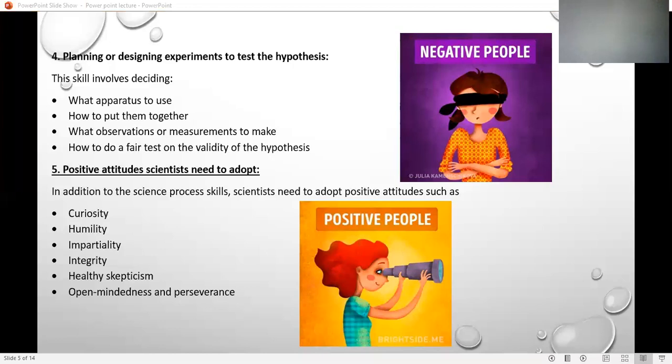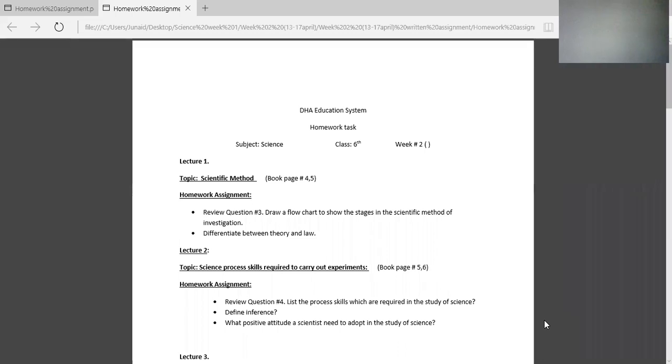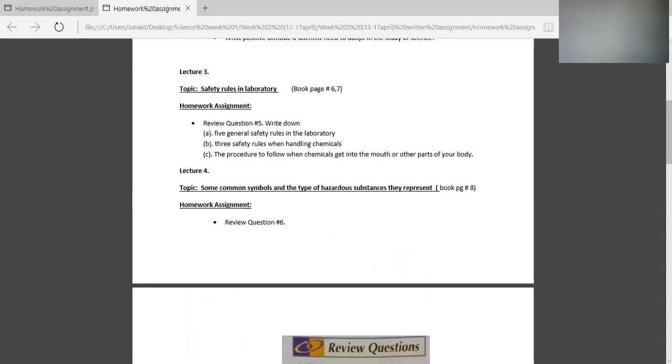Okay, let me show you your homework assignment for this lecture. So here's your homework assignment. You have to do review question number 3. You have to draw the flow chart to show the stages of the scientific method of investigation, and you have to differentiate between theory and law. We already discussed it. For the differentiation, just make a line in between and differentiate it.